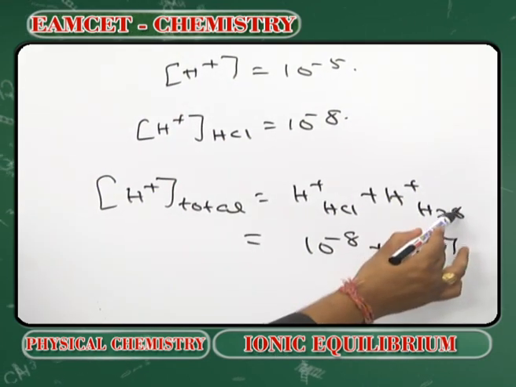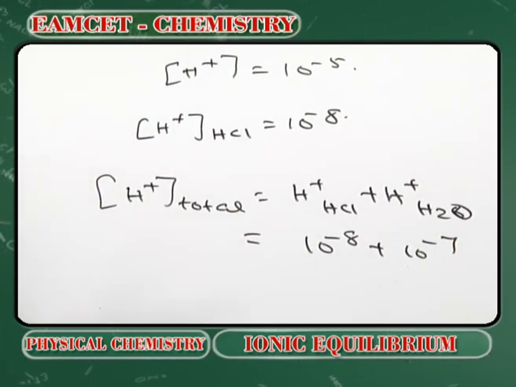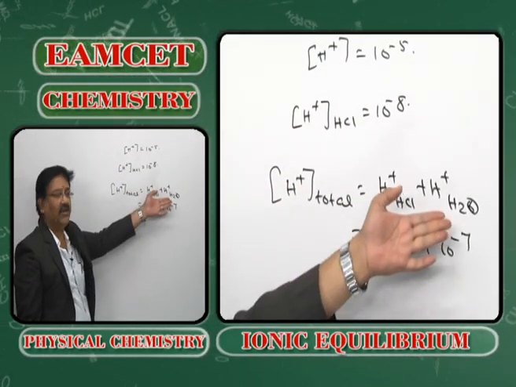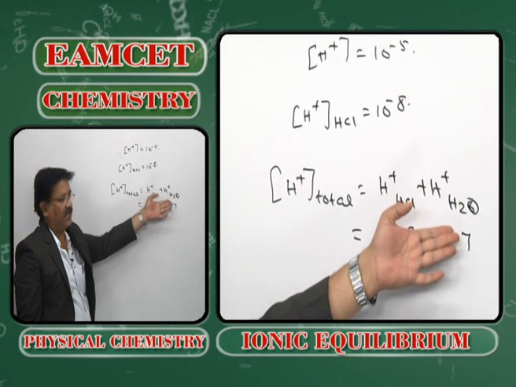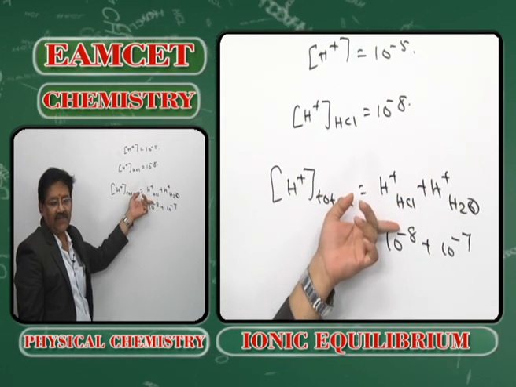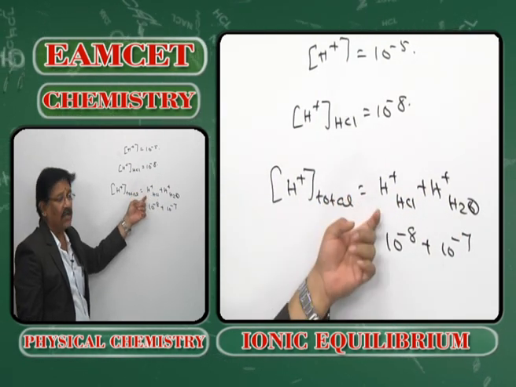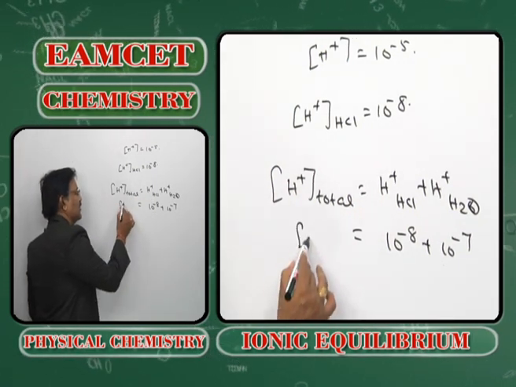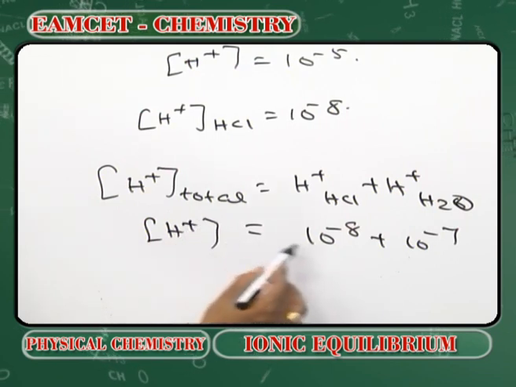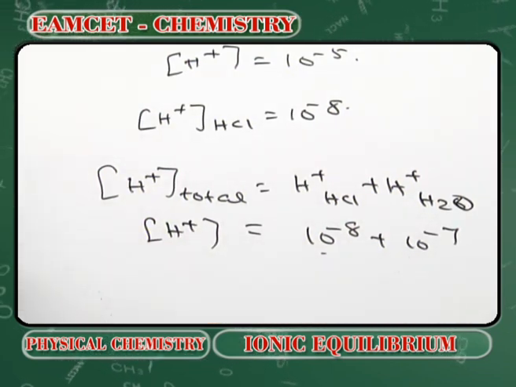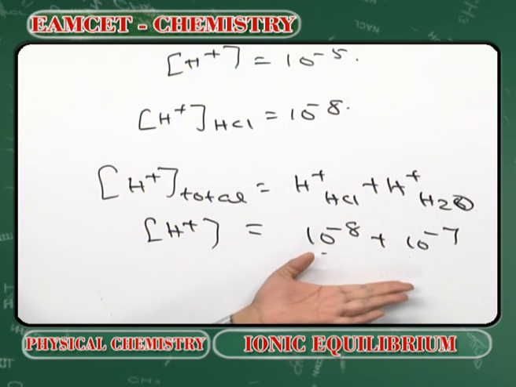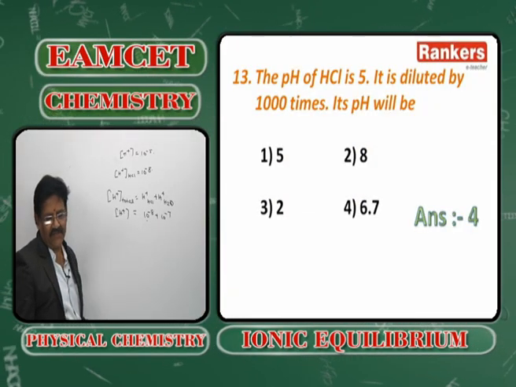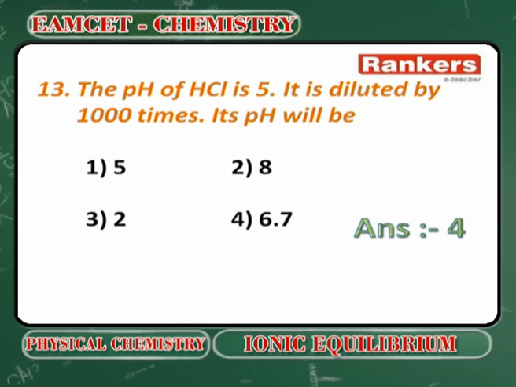10 to the power of minus 7. Because this is a very dilute solution, the ionization of the water cannot be suppressed here, because the common ion effect is very weak due to the low concentration of the acid. So total H plus ion concentration is equal to 10 to the power of minus 8 plus 10 to the power of minus 7. If you simplify that, we will get an answer near 7, that is 6.7. It must be around 6.96.